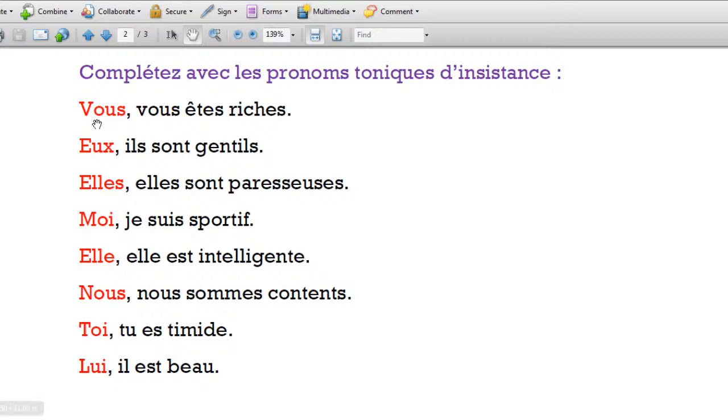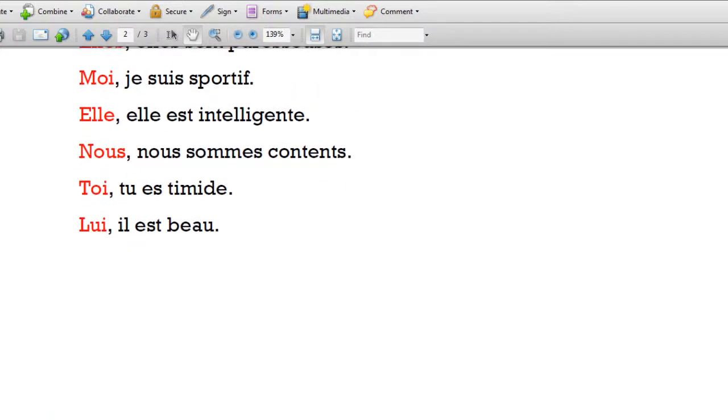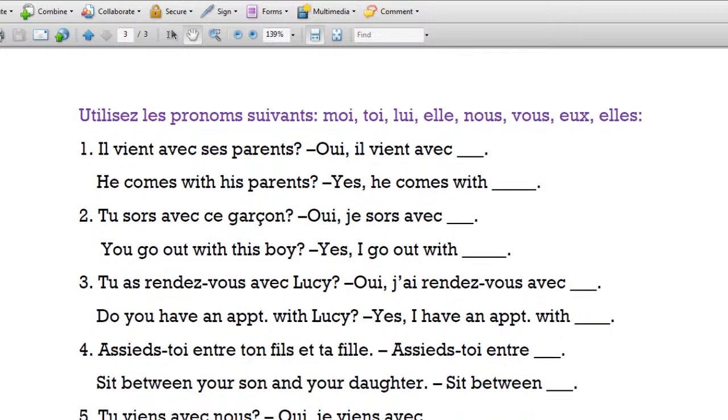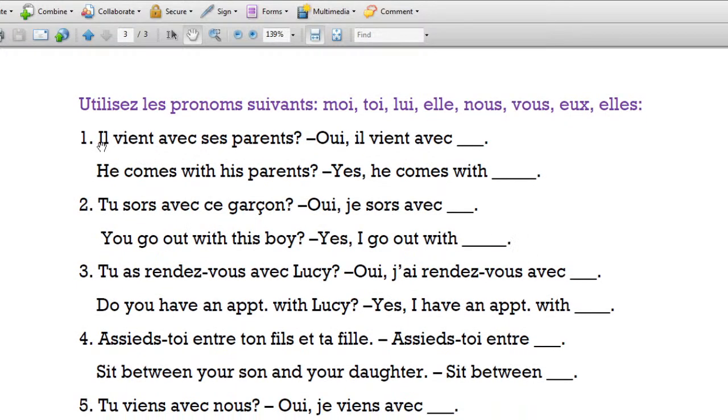Okay, you can see the ones in red are the pronoms toniques, which have a usage of insistence here. Okay, and I told you there is also a prepositional usage here. You can see, il vient avec ses parents means he comes with his parents. Yes, with a question. Il vient avec ses parents, with the interrogation, with an intonation. Il vient avec ses parents, with a question mark. Okay. Is he coming with his parents? Don't worry. Is he coming with his parents?